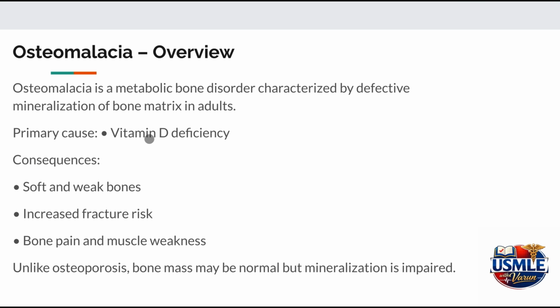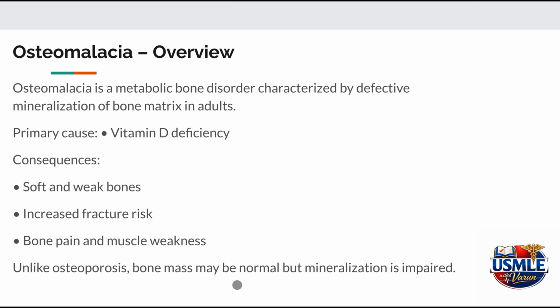Osteomalacia is a metabolic bone disorder that is characterized by defective mineralization of bone matrix in adults. The most common cause is vitamin D deficiency, because the bone matrix is not properly mineralized. The bones become soft and weak. Patients may develop bone pain, muscle weakness, and an increased risk of fractures. Unlike osteoporosis, the amount of bone matrix may be normal, but the mineralization of that matrix is defective.